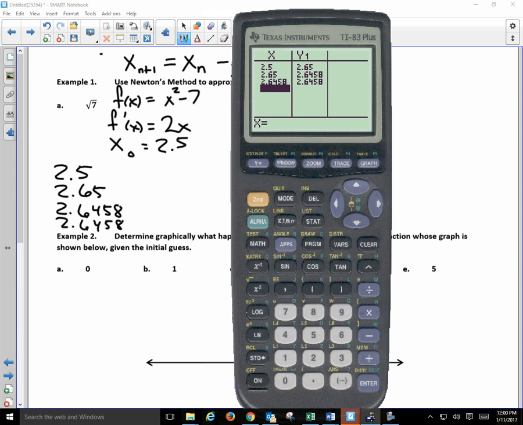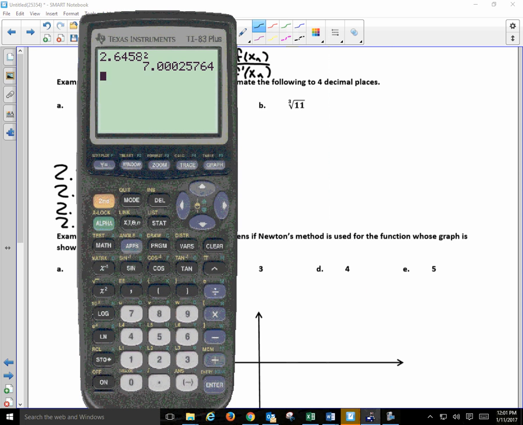2.6458. So looks like that's accurate to 4 decimal places. If you want to check it, 2.6458, and we square it, and you get 7. So can you see how for Newton this was a much more effective method? What I would like you to do on your own is letter B.